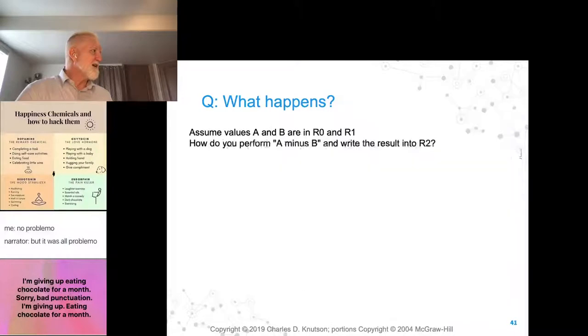You add negative B. Right. A minus B is A plus negative B, which means you've got to negate B. First step, you've got to negate B. Whatever B is, if it's negative, you've got to make it positive. If it's positive, you've got to make it negative, so you can then just add them. How do we negate B?